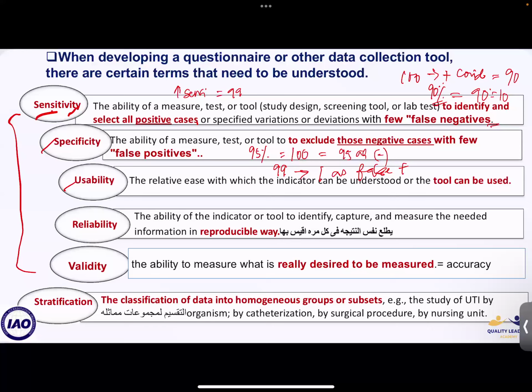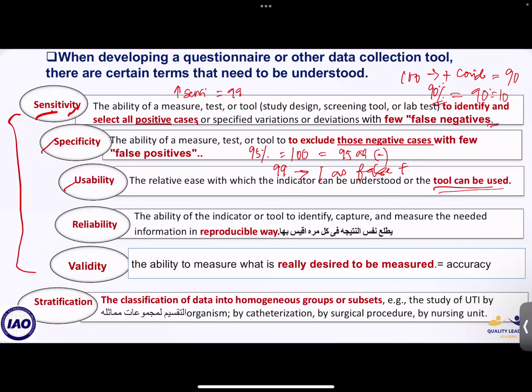What about usability? This is the relative ease with which the indicator can be understood or the tool can be used. It refers to how user-friendly a tool is. If a tool is complicated and difficult to use, it lacks usability, because a usable tool should be simple and user friendly.